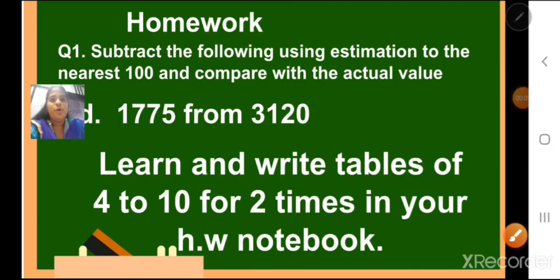So children, your homework is from question number 1, D sum, 1775 from 3120. Children, A sum you don't do it, okay, and apart from D sum, your homework also is to learn and write tables of 4 to 10 for 2 times in your homework notebook. Children, please learn tables. Every day you have to say the tables and learn it, okay?